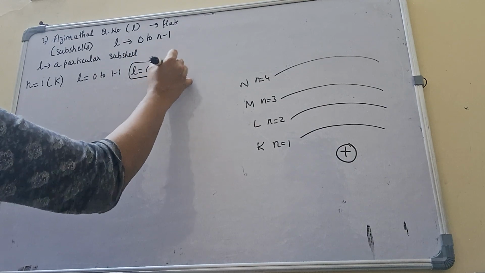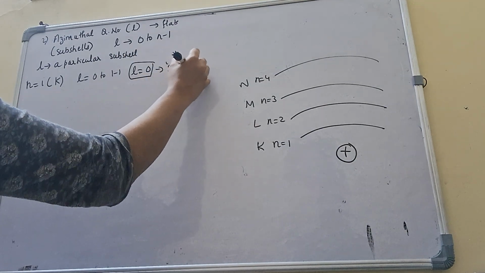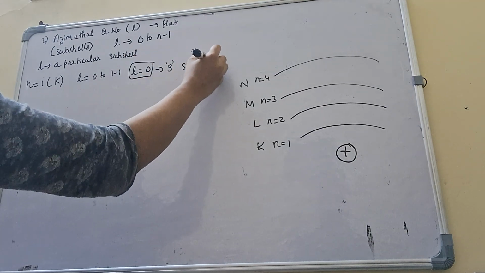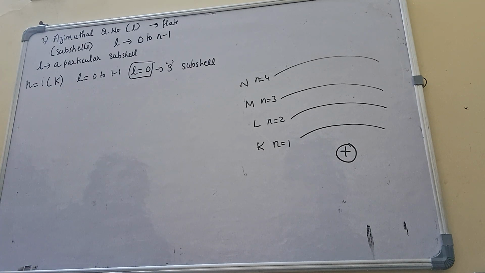Whenever you say L is 0, it means it is the S subshell, lowercase s. Okay, so L is equal to 0 has a fixed value. Just like if I say pi has a fixed value, 22/7 or 3.14, whatever, it's an irrational number. L is equal to 0 means it's an S subshell.